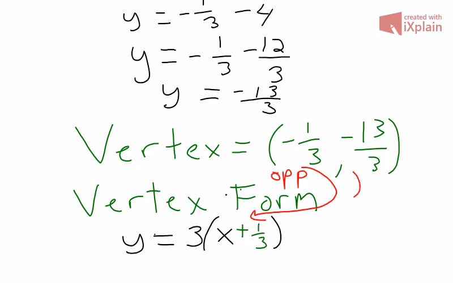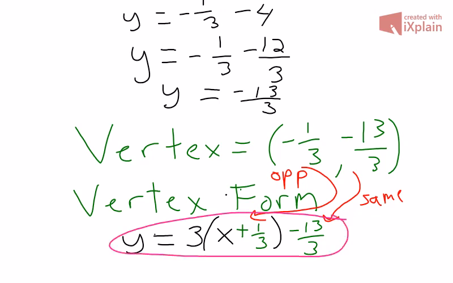For the y-coordinate, we use the same sign. So since it was negative 13/3, we keep it as negative 13/3. And that is your vertex form using the vertex formula instead of completing the square.